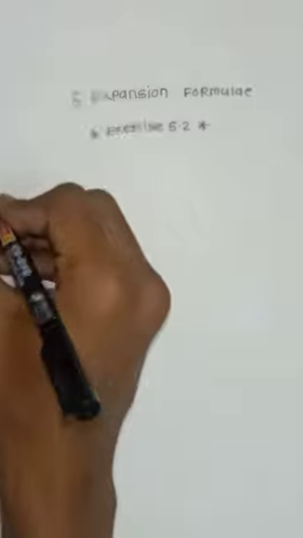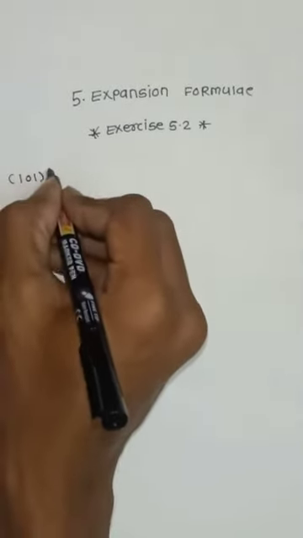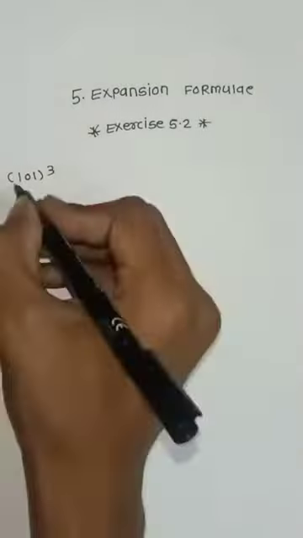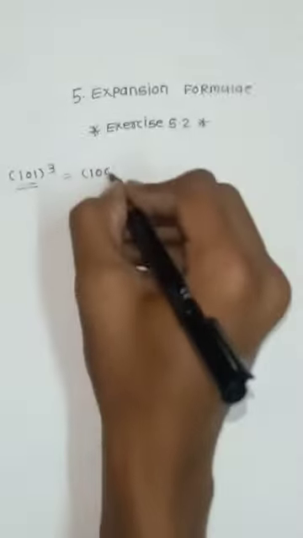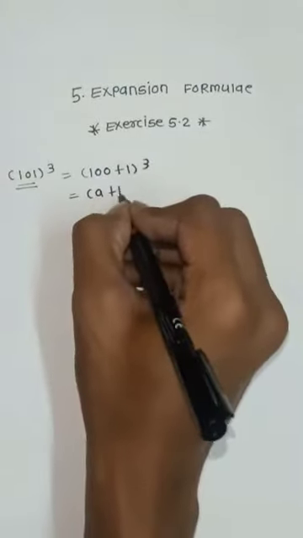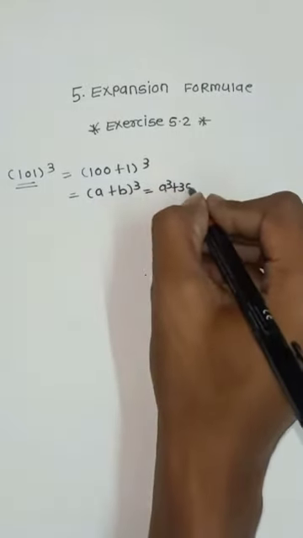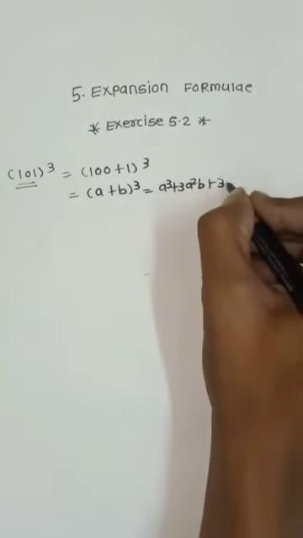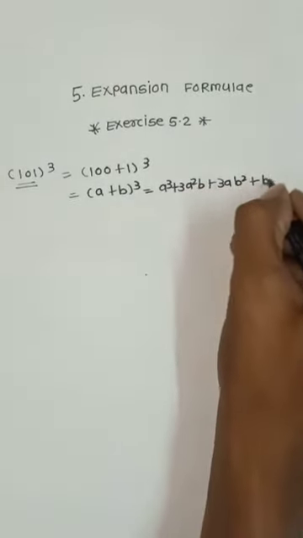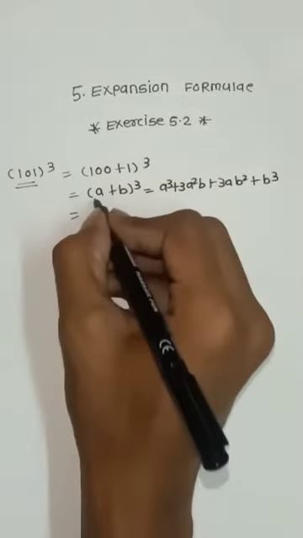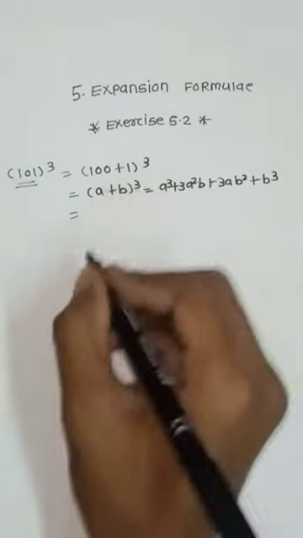Now friends, let's see our first sum, that is 101 cube. In this type of sum, split 101 as 100 plus 1. So (100 plus 1) cube. Now it is quite similar to our formula (a plus b) cube, and we know the formula: a cube plus 3a square b plus 3ab square plus b cube. Here our a is 100 and b is 1. Now substitute the values of a and b in the formula.